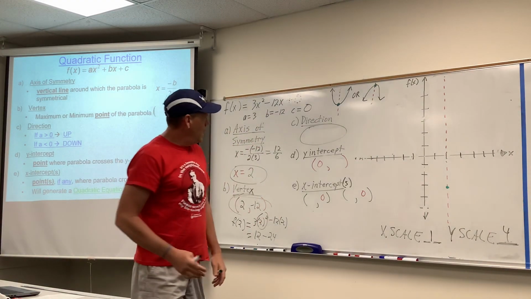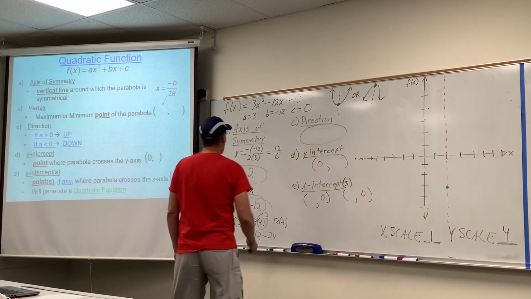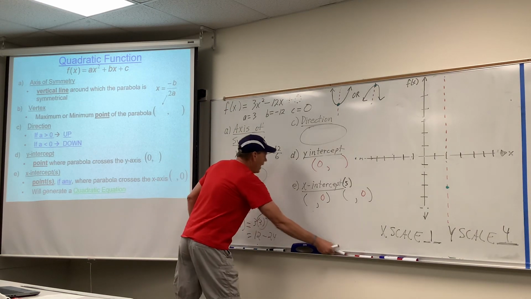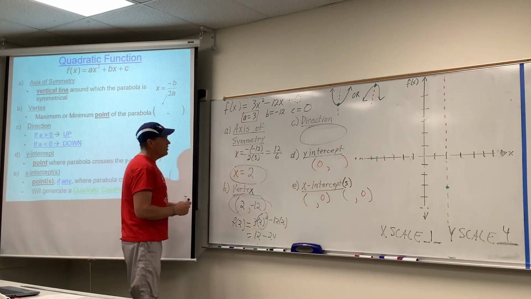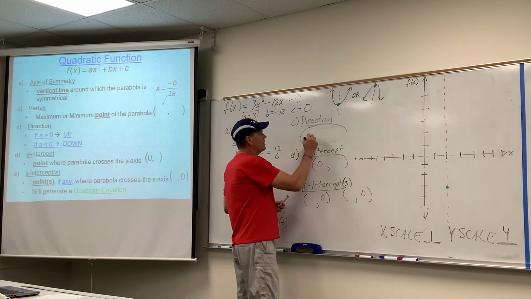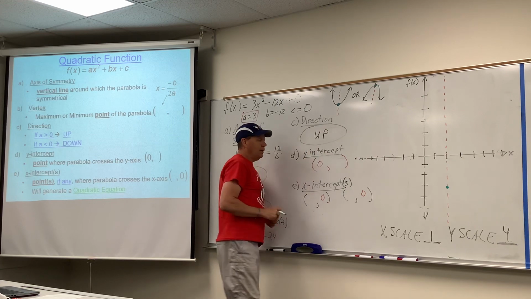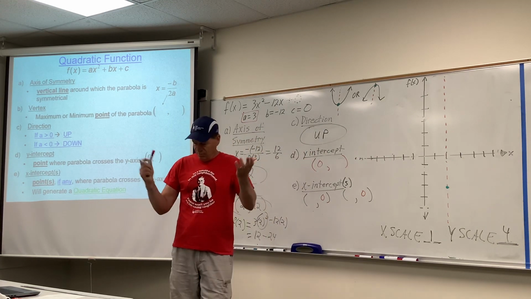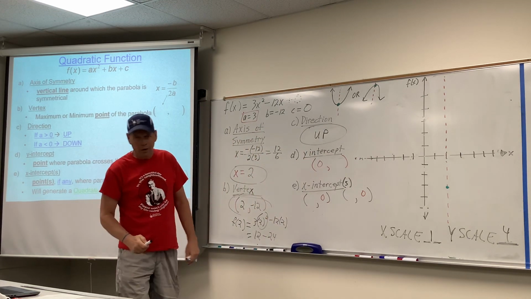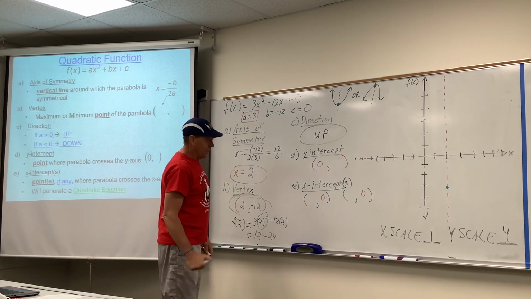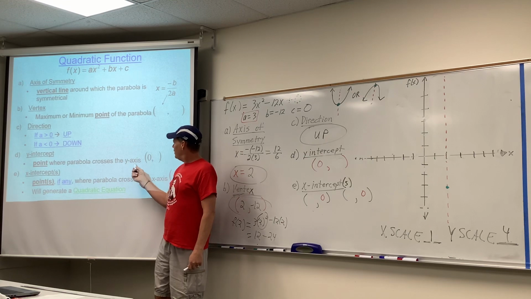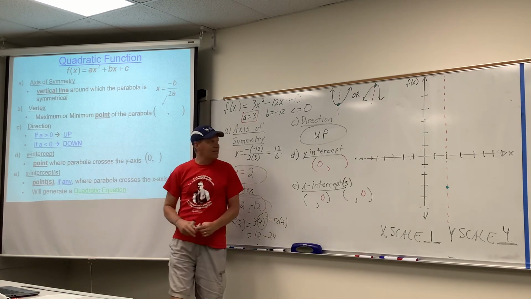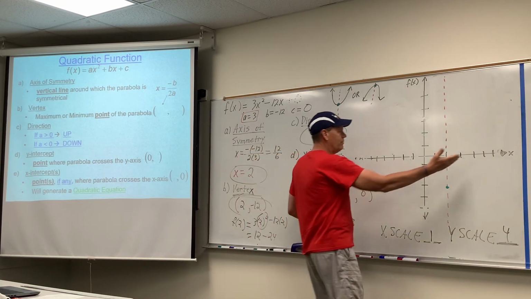you. All right? What direction does this open? The value of A is what we look at there, and since it's +3, this thing's going to open upward. All right? Let's just write the word up, circle it, and move on. The y-intercept, that's always going to be the point where it crosses the y-axis, and every point on the y-axis has an x value of 0.